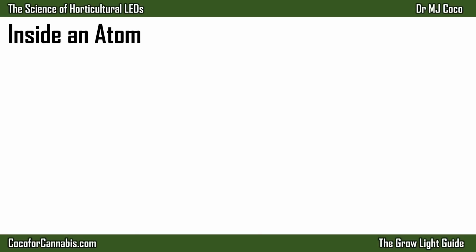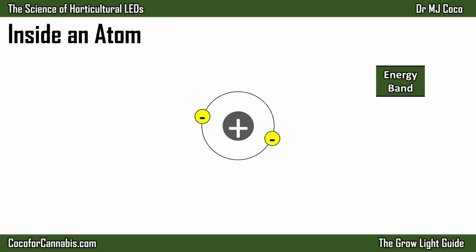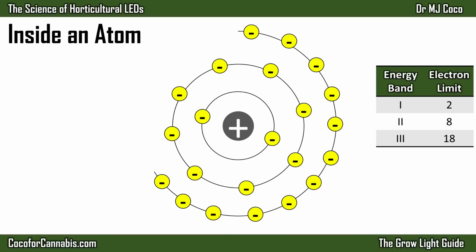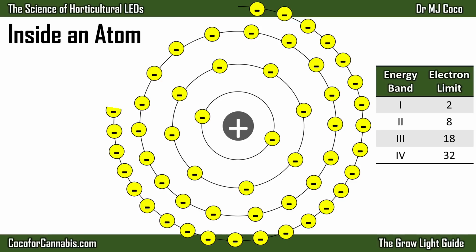In an atom, there's a nucleus that has a positive charge from the protons. Electrons orbit the nucleus in discrete energy bands. The number of electrons that can occupy each band is limited. In the first energy band, only 2 electrons can exist. In the second band, there can be up to 8 electrons. In the third energy band, there can be up to 18 electrons. In the fourth energy band, there can be 32 electrons, and so forth.